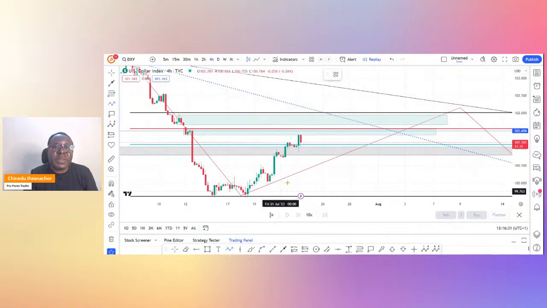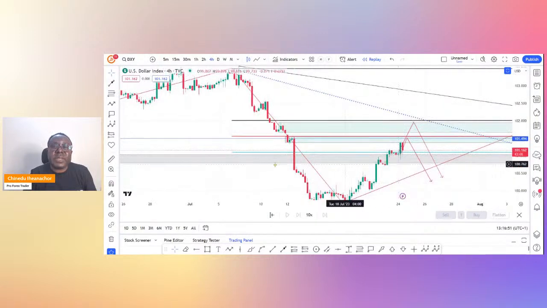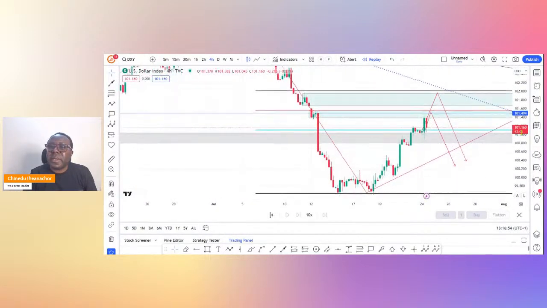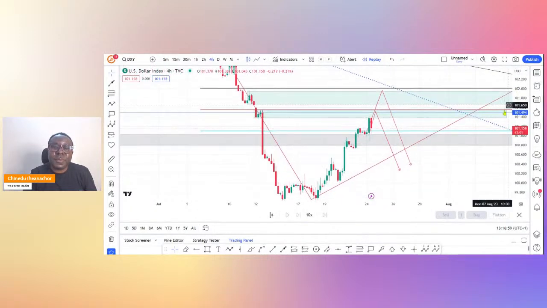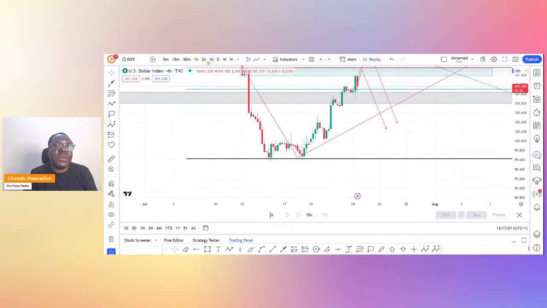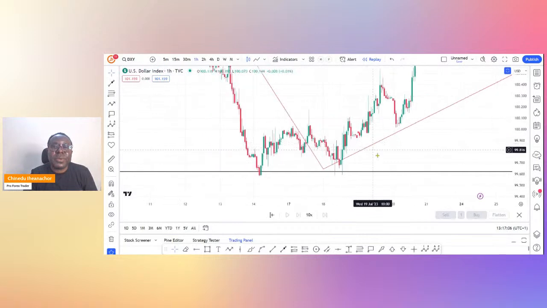So we expect price to push into this zone and start to come down, or push further into this other block, and then begin to come down. All right, so we are seeing all of these as a correction in 1 hour time frame. Let's look for more information here.